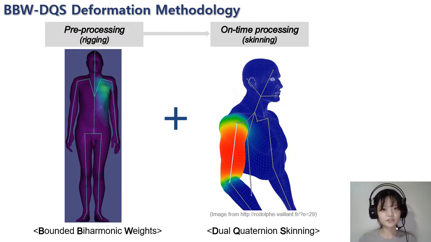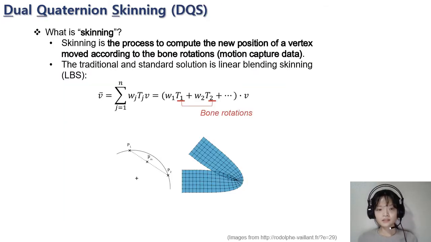So we have just finished the pre-processing part, and now let's move on to the on-time processing called skinning or DQS. So the next, what is skinning? Skinning is the process to compute the new position of a vertex moved according to the bone rotations.